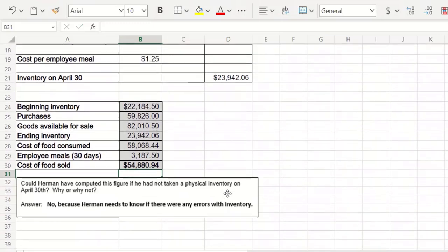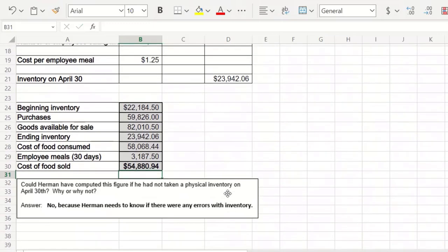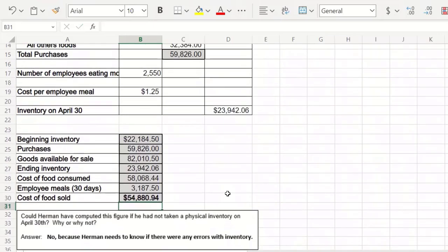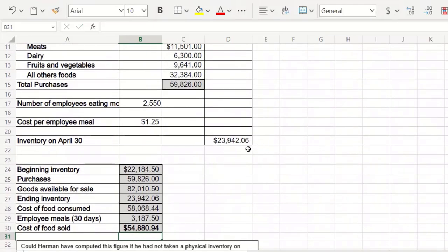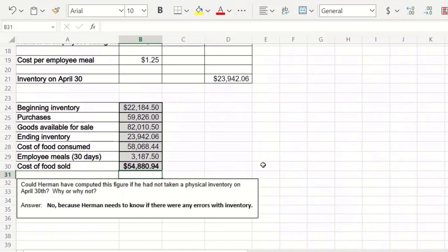So there's a question down here. Could Herman have computed this figure if he had not taken physical inventory on April 30th? Why or why not? No, he couldn't. He probably could have ballparked it, but he couldn't have gotten an accurate figure, okay? Because if he does not know what's on the shelf, he knows what he purchased, he knows what people ate, but if he doesn't know what's left on the shelf, it's really going to be hard for him to get an accurate count of that.